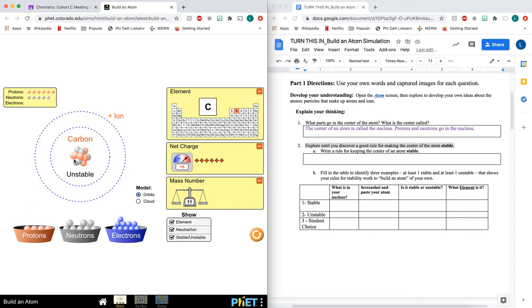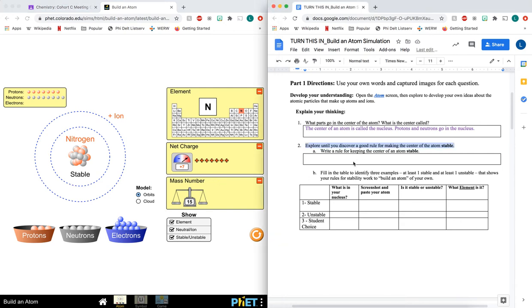Let's put in another proton. Carbon doesn't like that. 6 protons and 5 neutrons, not a good ratio, not a stable atom. Add in another one. Add in another one, still stable. Add in another one, and now we are out of balance with our protons and neutrons again. So I got to take another proton and add that back in, and now we're stable again. So I think at this point I have made enough observations and I've seen enough of the nucleus to write a general rule about how to keep the center of an atom stable.